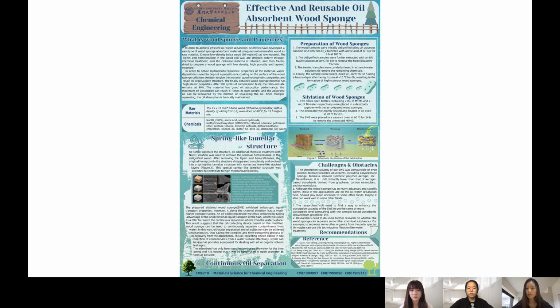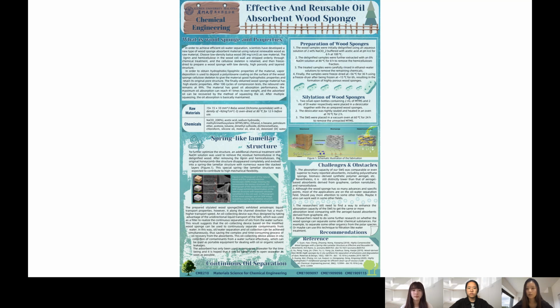Also, another specific thing of the wood sponge is continuous oil separation. The wood sponge exhibits anisotropic liquid transportation properties. However, along the channel direction it has a much higher transport speed. An oil collection device was designed by taking advantage of the unidirectional liquid transport of SWS, which was used as a filter to realize the continuous separation of the oil from the water surface.